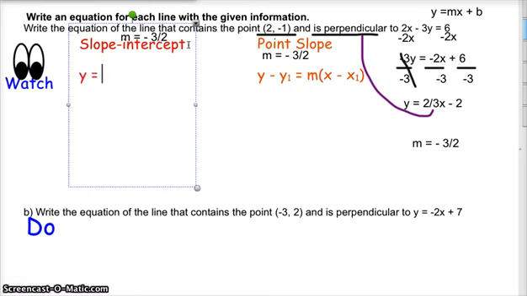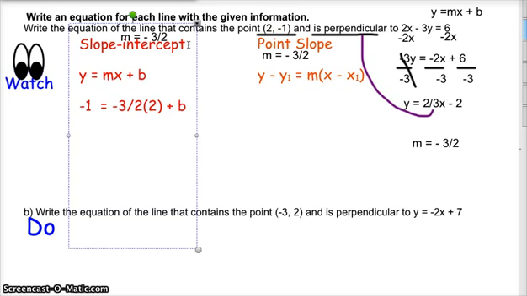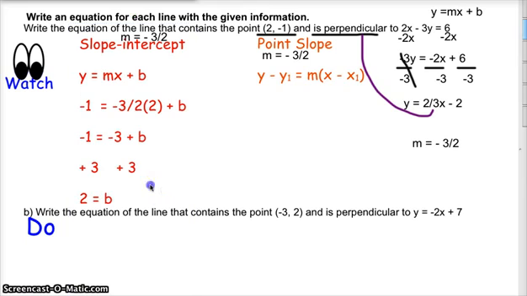Slope-intercept form is y equals mx plus b. The y value is a -1. My slope we just discussed is -3/2, times the x value, plus b. -1 equals, this is going to give me -3 plus b. If I add the 3 to both sides, 2 is going to equal b. Final answer, y equals -3/2 x plus 2. And those canceled.